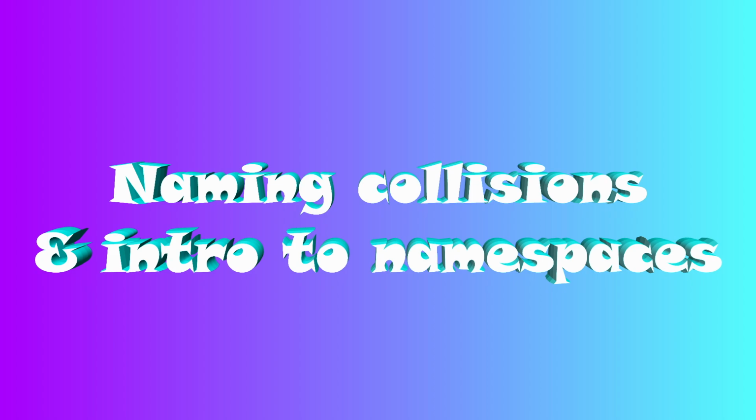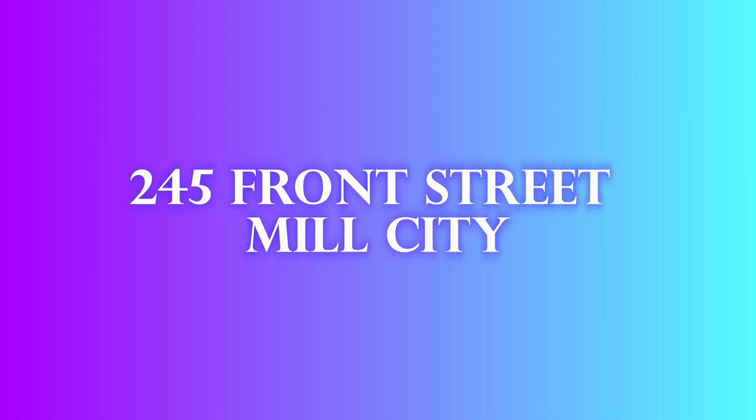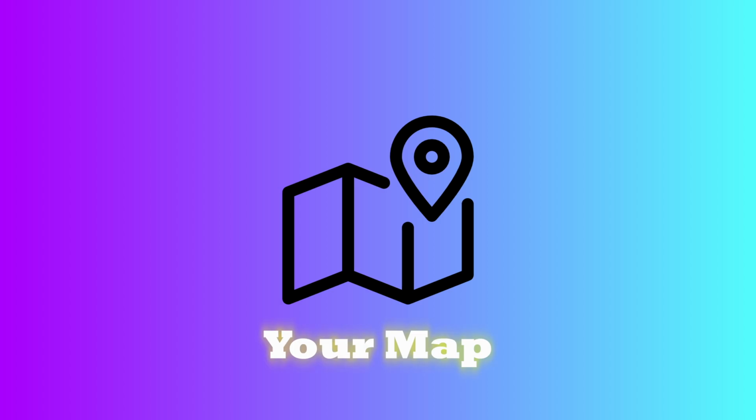In this tutorial, I'll be showing you naming collisions and an introduction to namespaces. Let's say you are driving to a friend's house for the first time, and the address given to you is 245 Front Street in Mill City. Upon reaching Mill City, you take out your map, only to discover that Mill City actually has two different front streets across the town from each other. Which one would you go to?